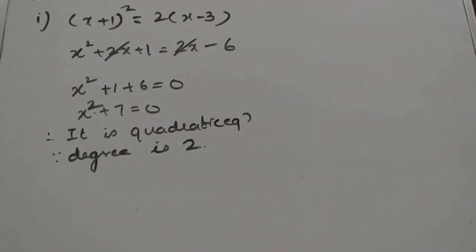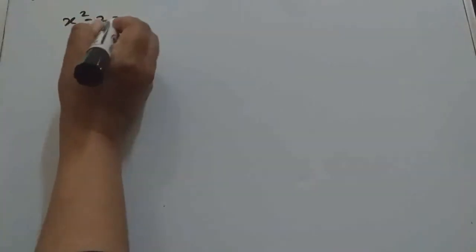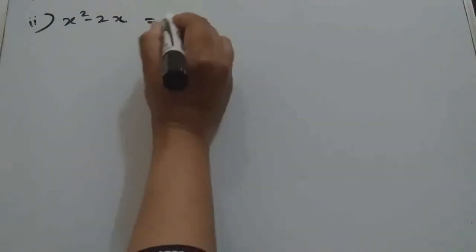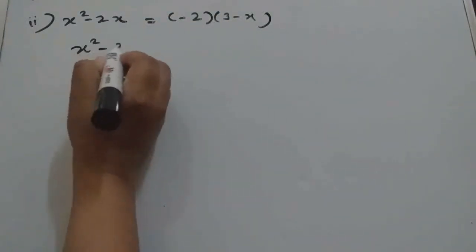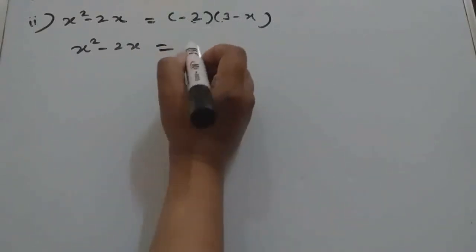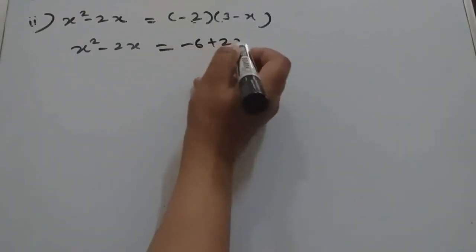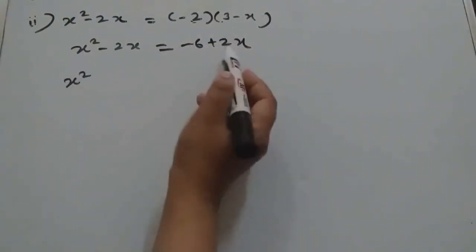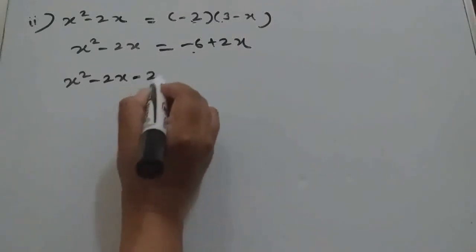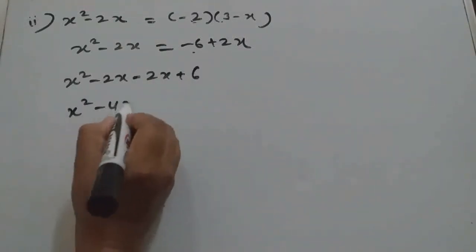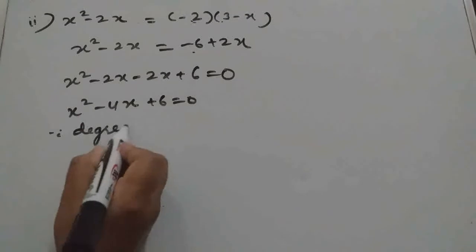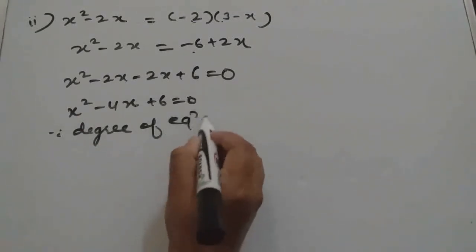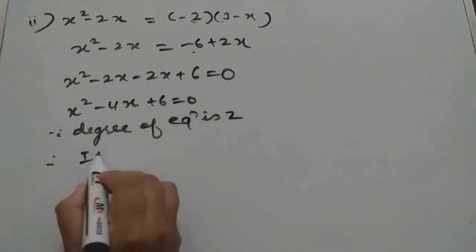Now for the second one, x square minus 2x equals to minus 2 into 3 minus x. So x square minus 2x. Here minus 2 we can open the bracket. So x square, these two terms we can shift here. So x square minus 4x plus 6 equal to 0. Okay. Since the degree of this equation is 2, we can say it is a quadratic equation.